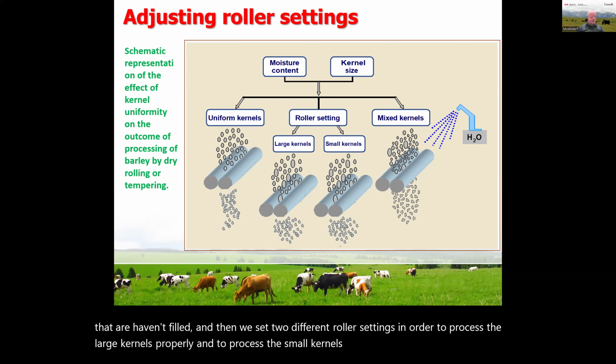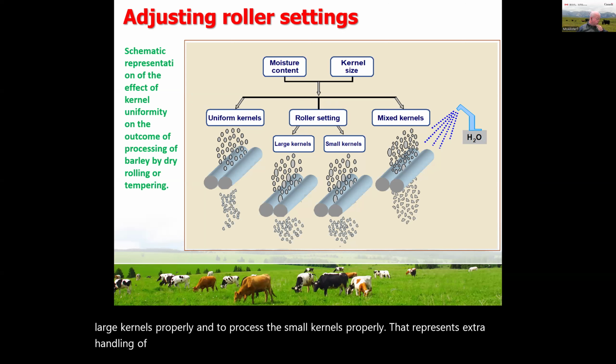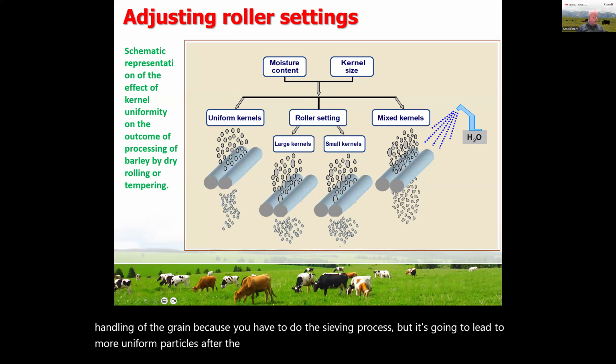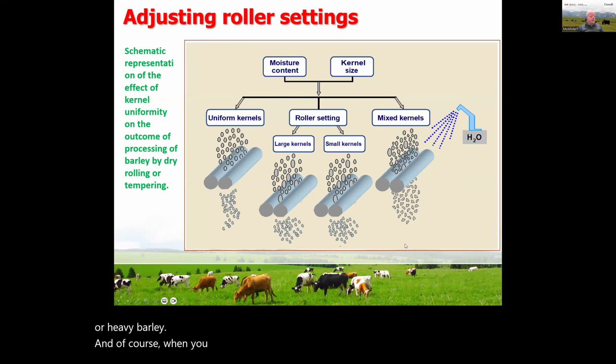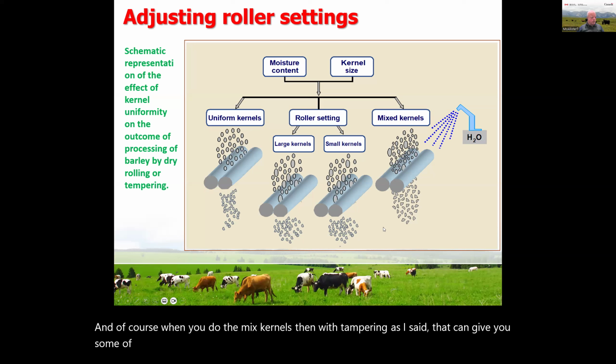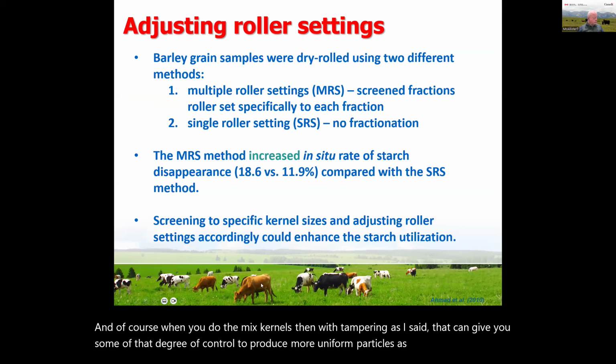That represents extra handling of the grain because you have to do the sieving process, but it's going to lead to more uniform particles after the processing, regardless of whether you're talking about light or heavy barley. And of course, when you do the mixed kernels, then with tempering, as I said, that can give you some of that degree of control to produce more uniform particles as well. So we did some work in that area.